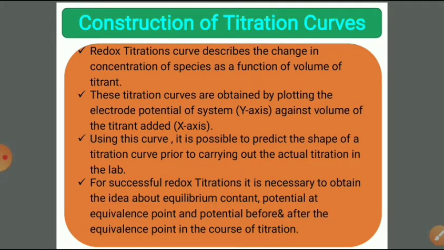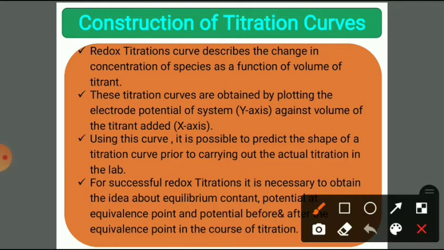Construction of titration curves. The redox titration curves describe the change in concentration of a species as a function of the volume of the titrant. These titration curves are obtained by plotting the electrode potential of the system on the y-axis against the volume of the titrant added on the x-axis. Okay, so in this curve we obtain the plot in which on the x-axis we will have the volume of the titrant added, and on the y-axis we will have the electrode potential of the system.